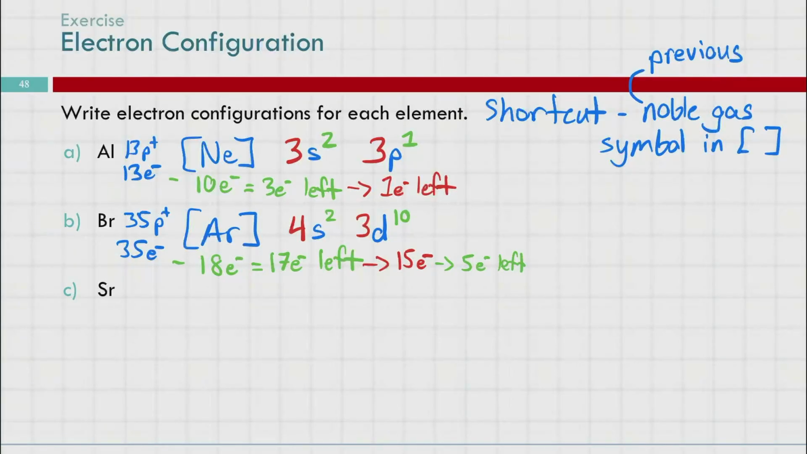After our 3d, the top row of our d block, comes row number 4, and now we're in the p block. So we've got 4p up next. And since we have 5 electrons, and we've got 6 slots in our p subshell, we can fit all 5 of those electrons in there. So there's our electron configuration for bromine.